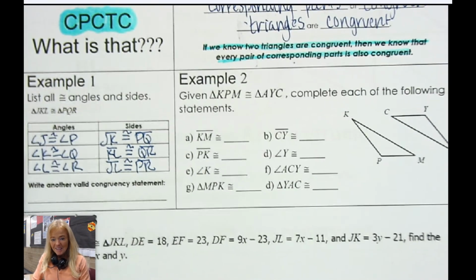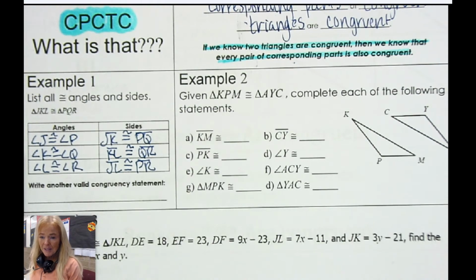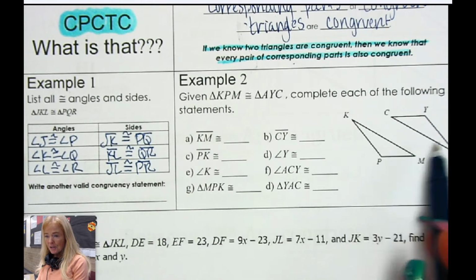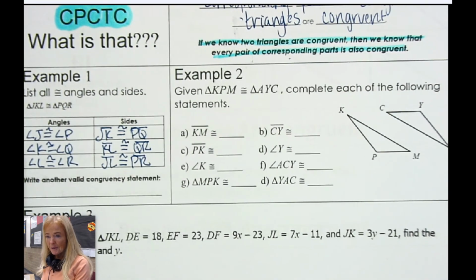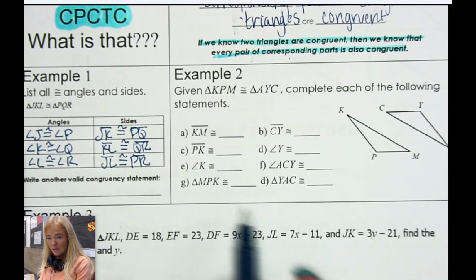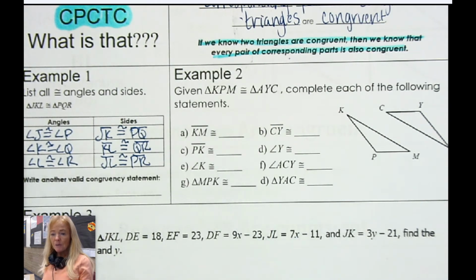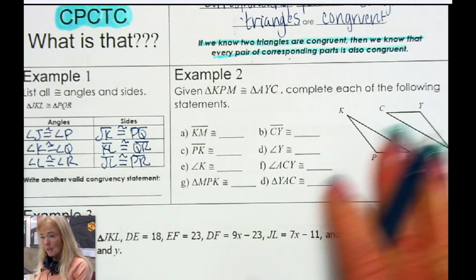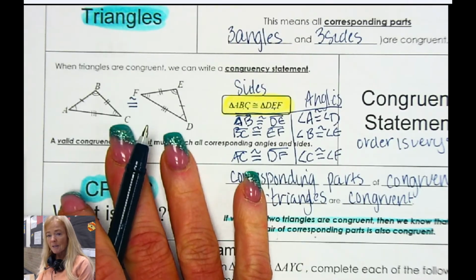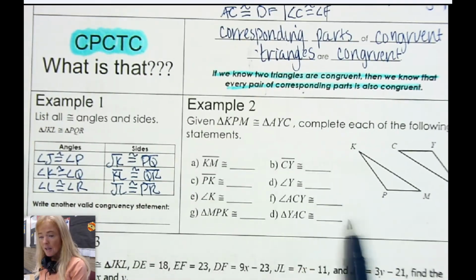All right, okay. Next up, we're going to do example 2. And example 2 pictures 2 triangles, and we are to complete each of the following statements. Now you can do this one of 2 ways. You can take your congruency statement and mark these up much like you see these marked up with the arcs and the dashes.